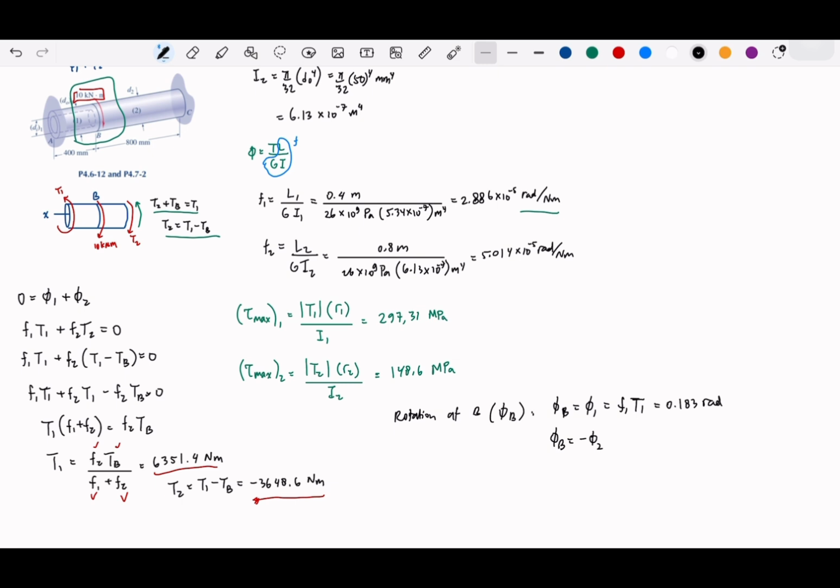You could use element 2 as well, but you will get the same result with a different value. I mean, different signs, but it should be okay, either positive or negative. The answer should be okay.